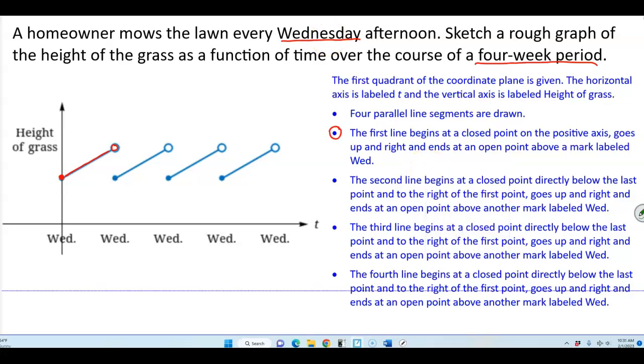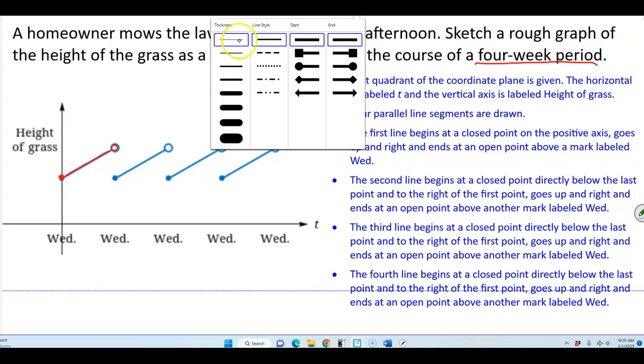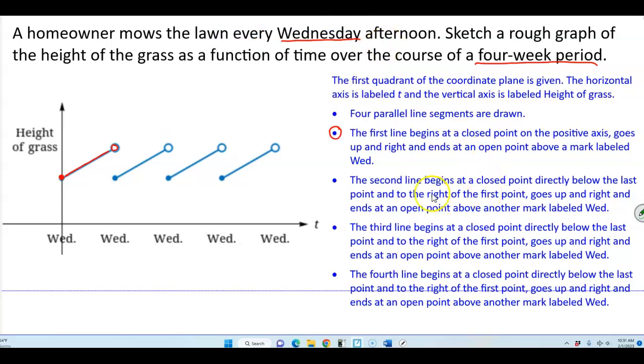Okay, now we're going to take a look at the second line. Well, the second line is going to begin at the closed point down here, directly below the last point and to the right of the first point, goes up and right and then ends at an open point above another mark labeled Wednesday. So therefore, here is our second week.